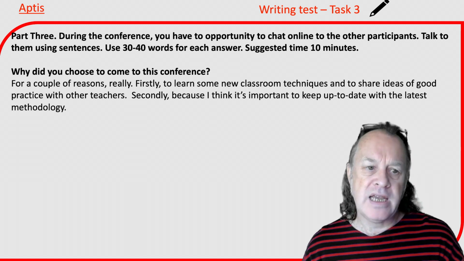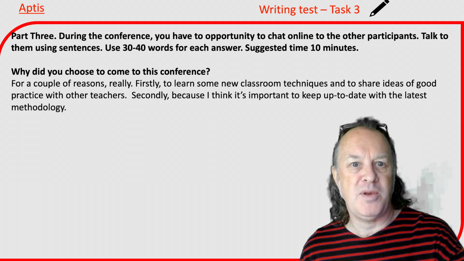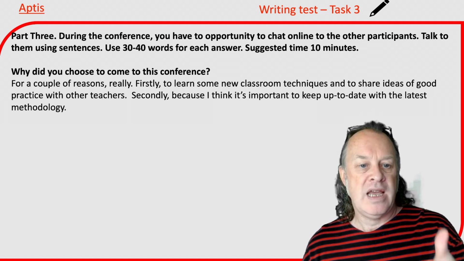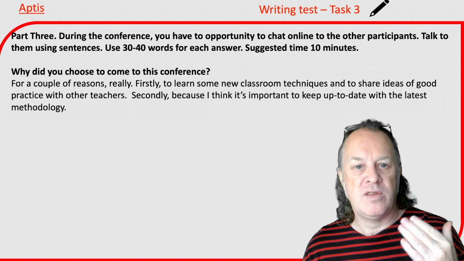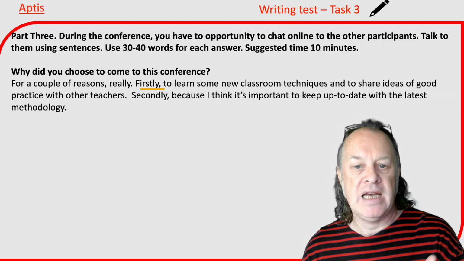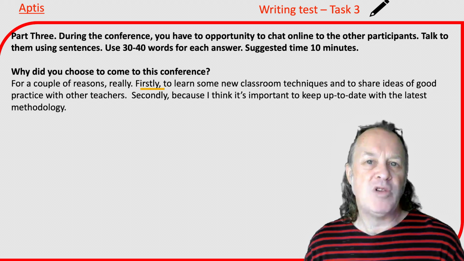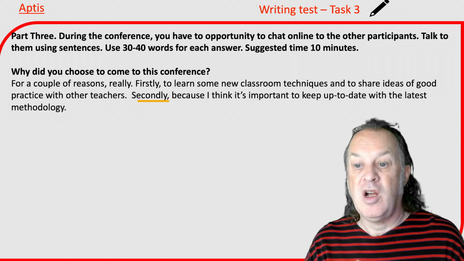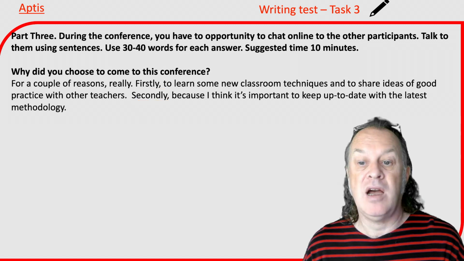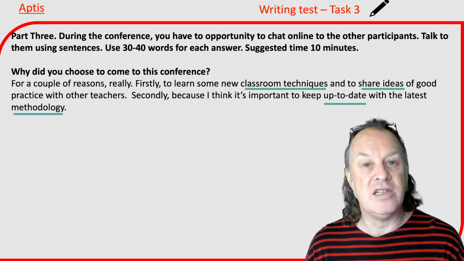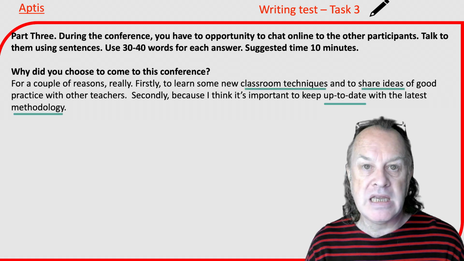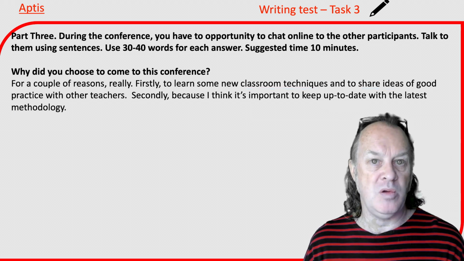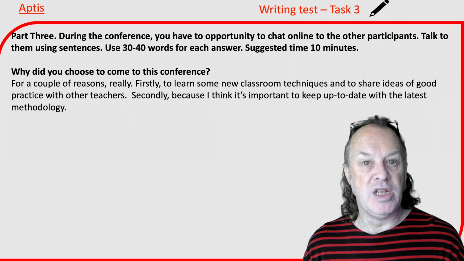A couple of things here. Okay, so you're setting out a couple of reasons, and then you're signposting with firstly and secondly. And some interesting vocabulary in here too. So good practice and up to date and latest methodology. Okay, so these are the type of words that you should be using to get a B2 mark.